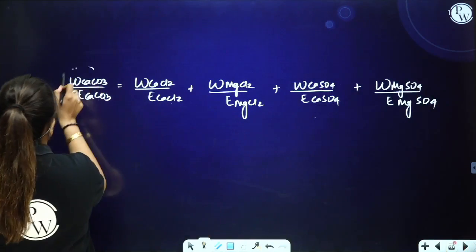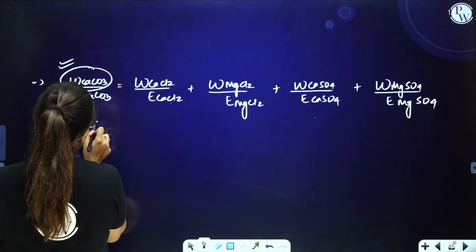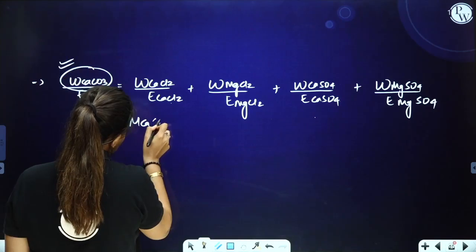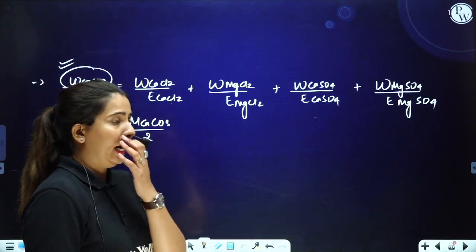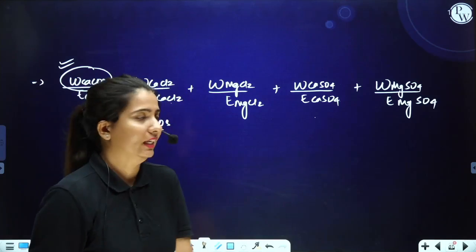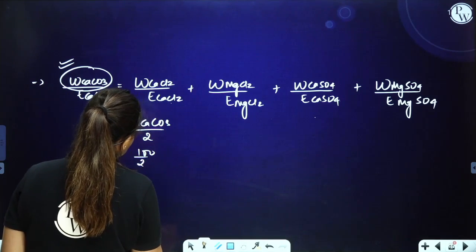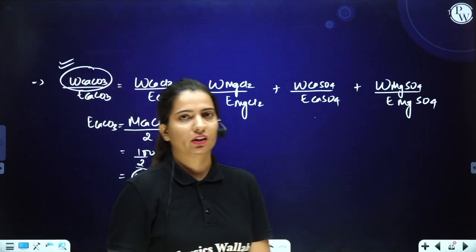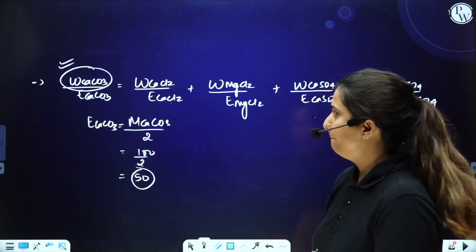From here you will be able to calculate the weight of calcium carbonate, and the equivalent weight of calcium carbonate will be molar mass of calcium carbonate divided by 2, because the n factor for the salt is either the total positive charge or the total negative charge. So the molar mass of this is 100 divided by 2, so it is coming out to be 50. For all of the others you can calculate the equivalent mass with the help of this formula.